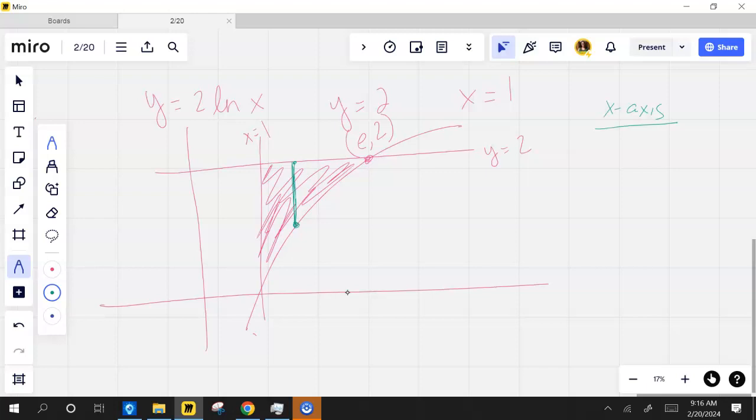So my question to you is, what is that value? How do I find the side of my square? It's going to be top minus bottom, right? I go all the way to the top, and then I take out this. Yes? So it's going to be 2 minus 2 ln x. I didn't label that.